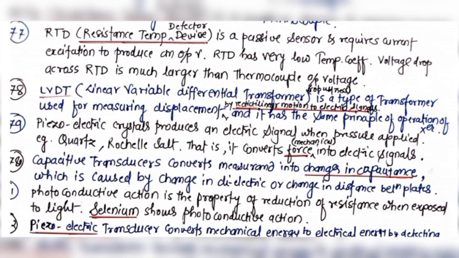RTD, resistance temperature detector device, is a passive sensor and requires current excitation to produce an output voltage. RTD has a very low temperature coefficient. Voltage drop across RTD is much larger than thermocouple output voltage.